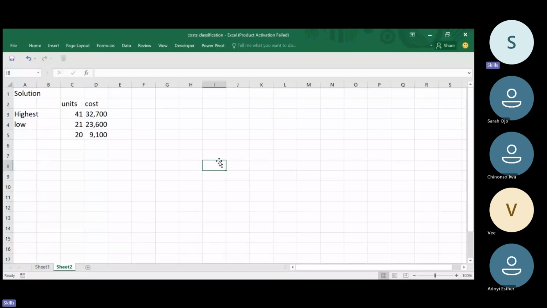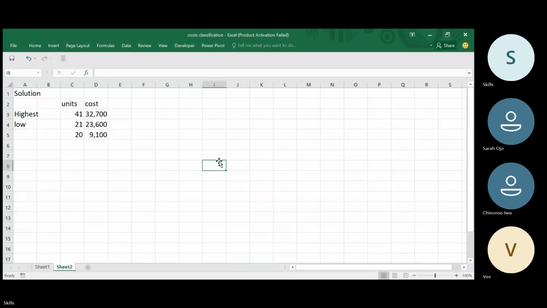Yes, sir. Okay. So the next thing you will do, after you get the difference, is find the variable cost per unit. So how do you get the variable cost per unit? Step 2 says you compare the difference. And that's the difference we have gotten. Highest and low units, we find the difference to be 20, and 9,100.